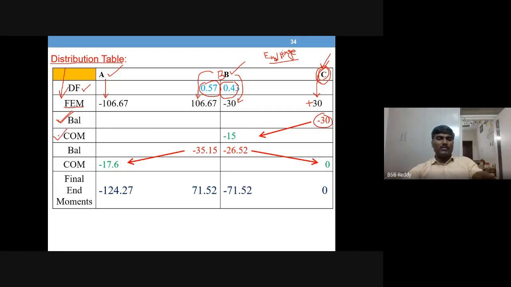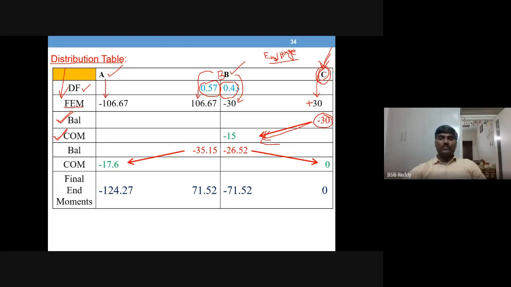Immediately after balance, you shall go for carryover moment. Okay. Next. -30 is added. So for C, what is the far end? B is the far end. Wherever you are applying the moment, that is near end. So you are applying -30 here. This is near end. What is far end for that? B is the far end. So take half the value to the far end. Okay. That is -15. So that is the carryover moment. Don't touch B. Just complete C first. So add the balancing moment there, then carry over. So that completes the joint C operation.